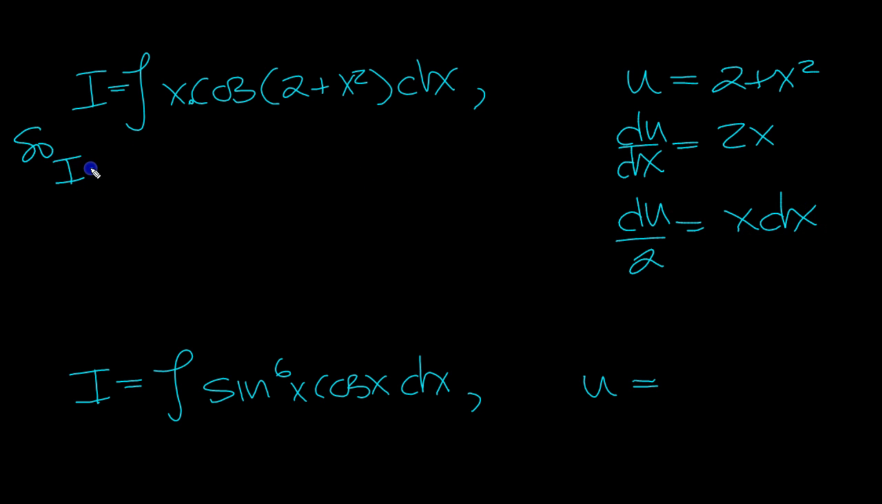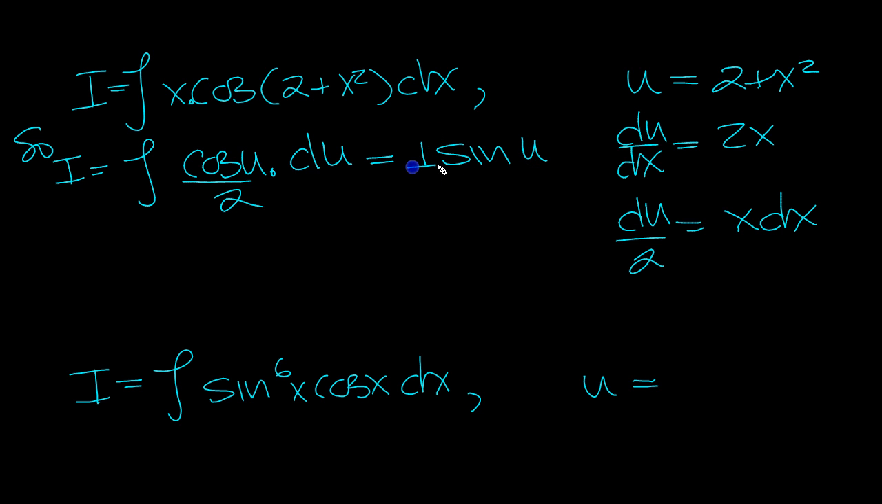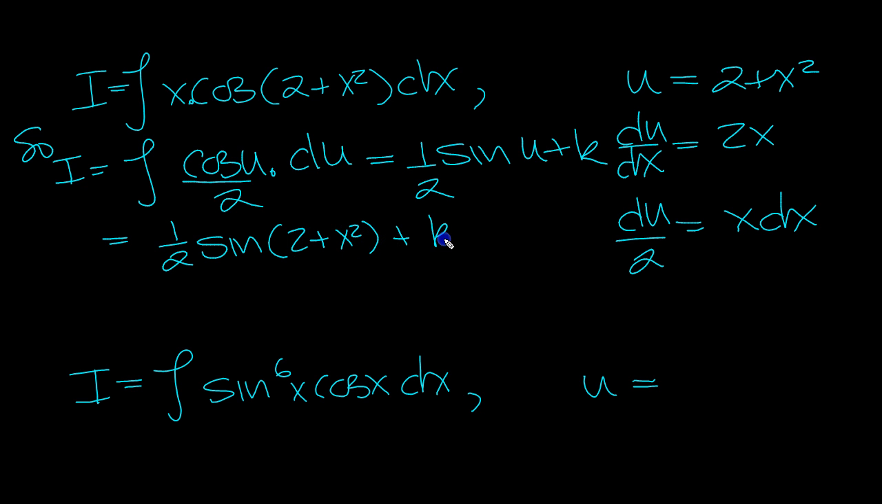So I equals the cos of u, isn't it? And the x dx is du over 2. Integral of cos is sine, over 2, plus k, so that's equal to a half sine of u plus k.